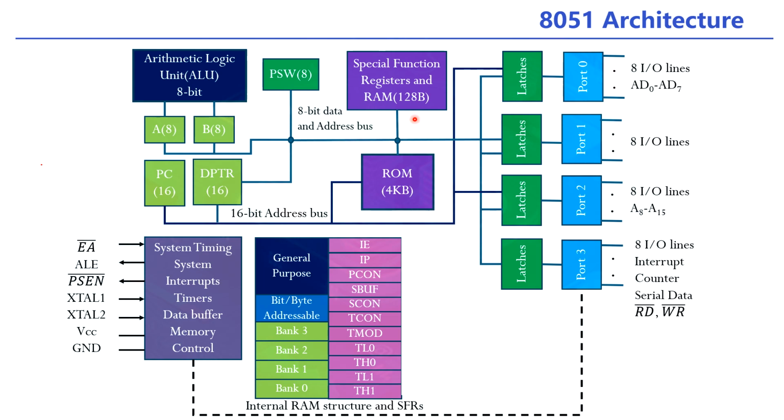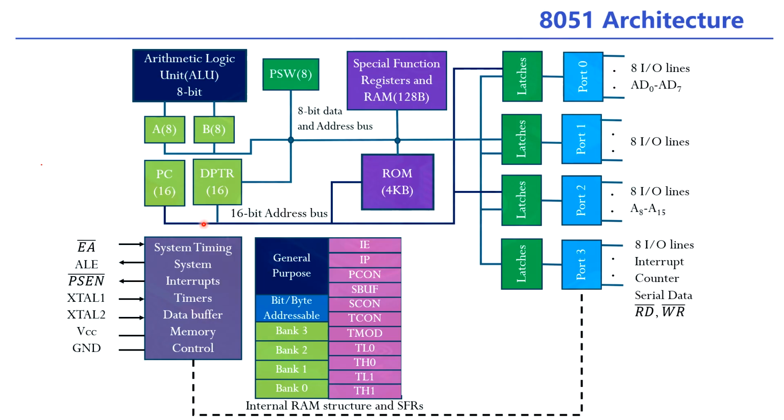internal RAM of 128 bytes, ROM of 4 kilobytes, and there are 4 latches for latching the ports information here. So there are 4 ports available as mentioned earlier. Port 0, port 1, port 2, port 3. In addition to this, we are having system timing, system interrupts, timers, data buffers, memory controller. This is a system timing and control block. And this is expanded view of the special function registers and 128 bytes of RAM.